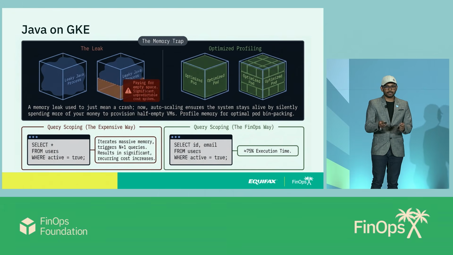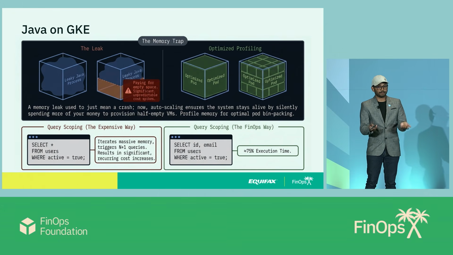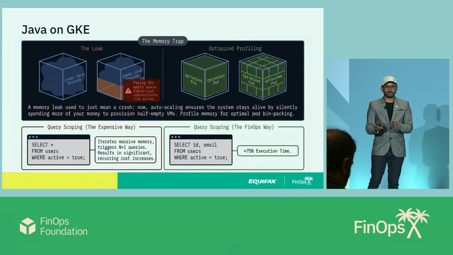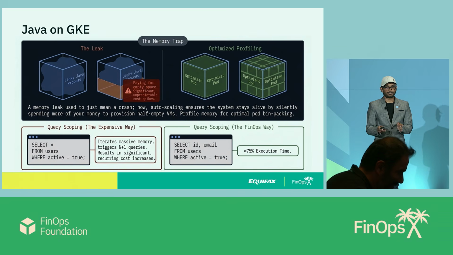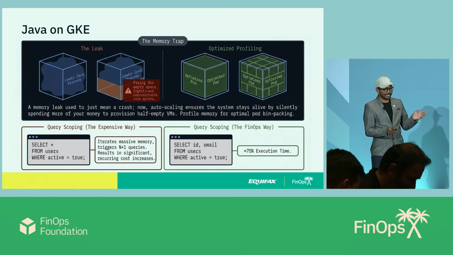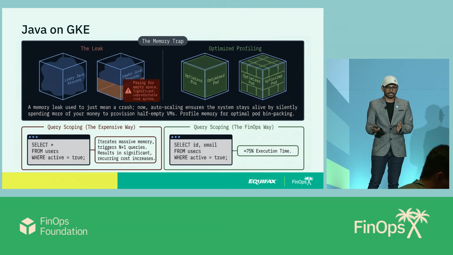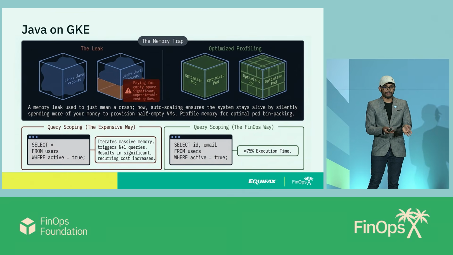And in the old world of on-prem servers, a memory leak just meant a crash, right? But today, with auto scaling, the systems are so good that they will auto spin up the pods, and you are spending your money on half-provisioned VMs. And look at the leak on the left. An unoptimized Java process could create a significant, unpredictable cost because you are paying for half-empty VMs, right?